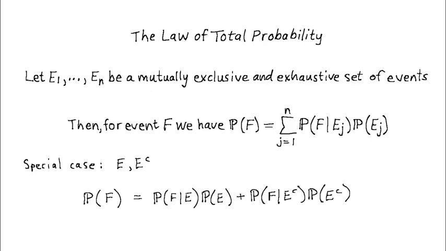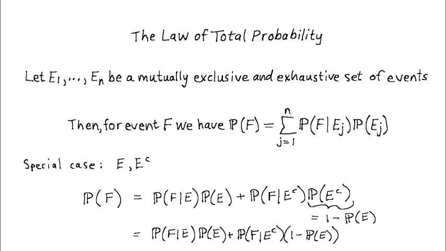Using the fact that the probability of EC is 1 minus the probability of E, we can simplify this decomposition and express the probability of F like this. This says that the probability of F is equal to the probability of F given that E has occurred times the probability of E, plus the probability of F given that E did not occur times 1 minus the probability of E.